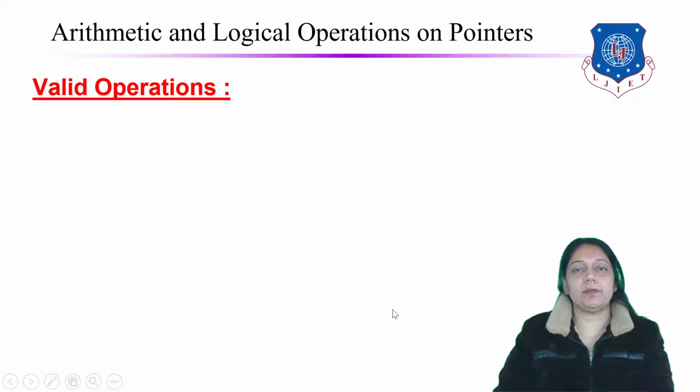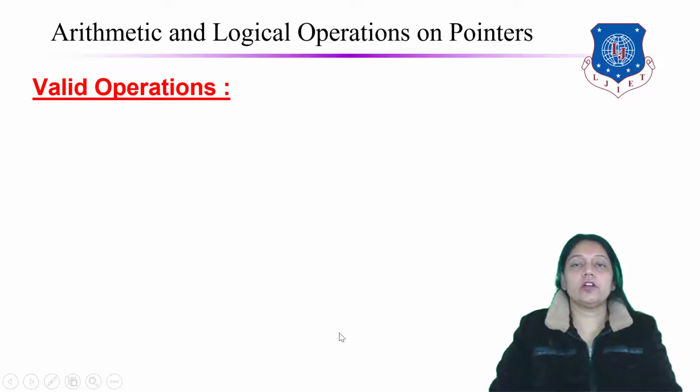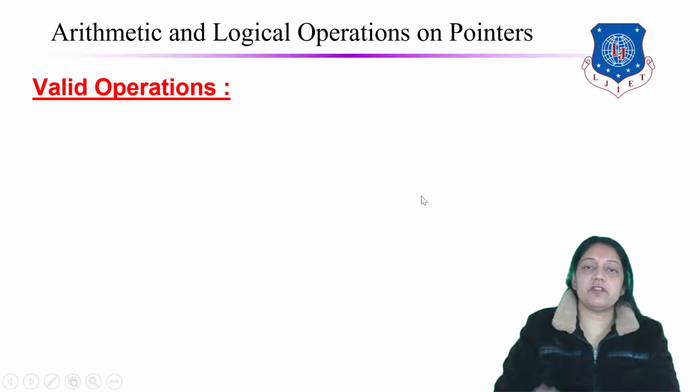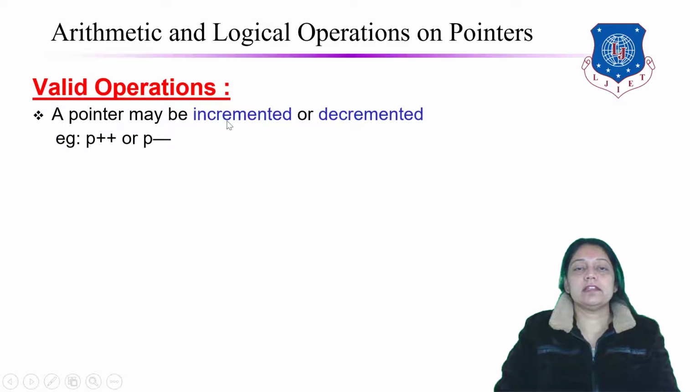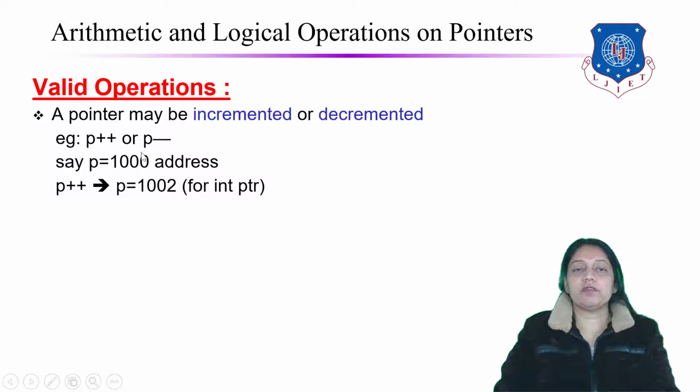Now the next is arithmetic and logical operations on pointers. How to perform arithmetic and logical operations on pointers. In this, you cannot use all the arithmetic and logical operators on pointers. There are some limitations on which arithmetic operators you can use with pointers and which you cannot. The first one is you can use increment and decrement operators on pointers. That is, I have a pointer P, you can use P plus plus, P minus minus, either in postfix or prefix notation. Now what would be the output if you use these increment decrement operators on pointers?